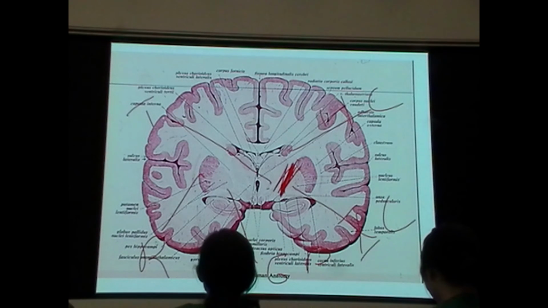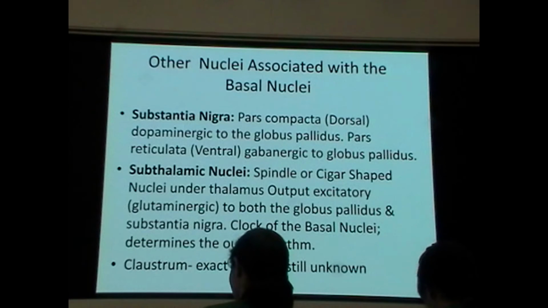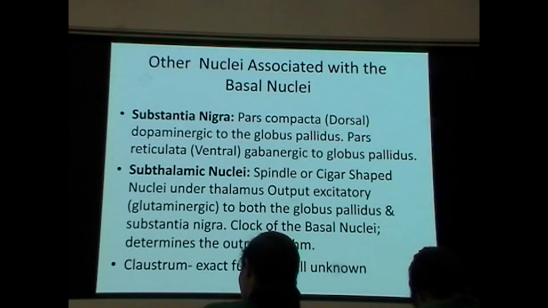All right. Then there's a couple of other nuclei that are involved in this. Here, substantia nigra. There are two areas of cell populations here. It just means these nuclei appear very dark or black nuclei. Okay. Pars compacta is more dorsal or posterior, and it has cells which are dopaminergic. Okay.